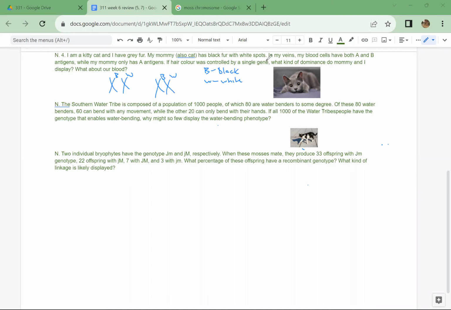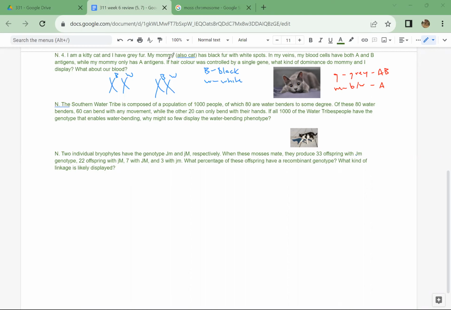Let's say that Gare Bear is gray and has an AB blood type, which we know from this. We'll explore that more later. And Mommy is black and white with an A blood type. It's always helpful to write out the phenotypes that you're working with, just so you can keep everything straight.